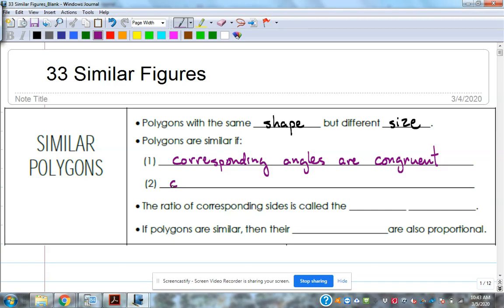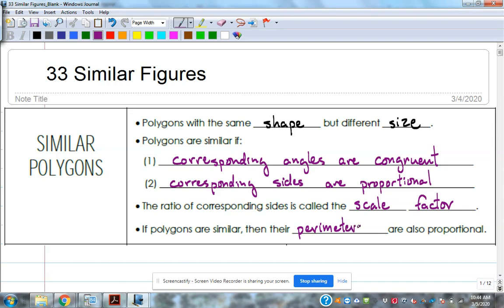The second thing that has to happen is corresponding sides are proportional. Angles all congruent. The corresponding angles are congruent, and then the sides, they are proportional. So the ratio of one set of corresponding sides has to be the same as the ratio of another set of corresponding sides. The ratio of corresponding sides is called the scale factor. If polygons are similar, then their perimeters are also proportional. Perimeters are proportional. So that kind of comes up here.